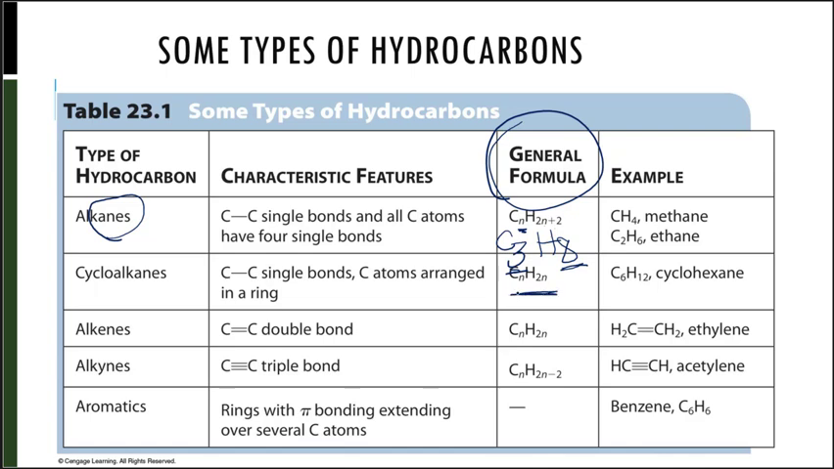Our cycloalkanes have this general formula. Our enes have the same CnH2n. Our ynes is CnH2n minus 2. And then we have our aromatics.